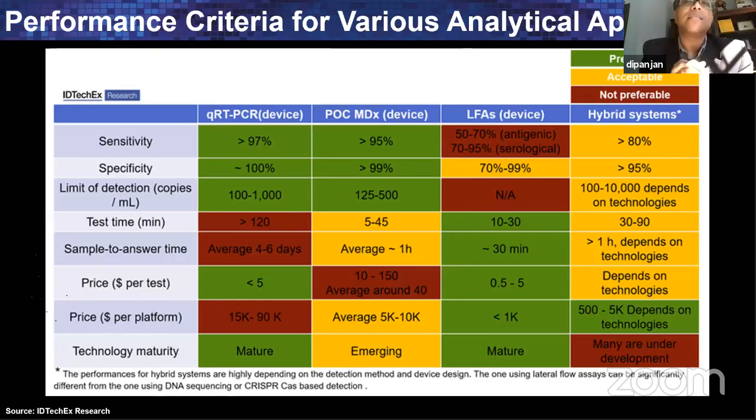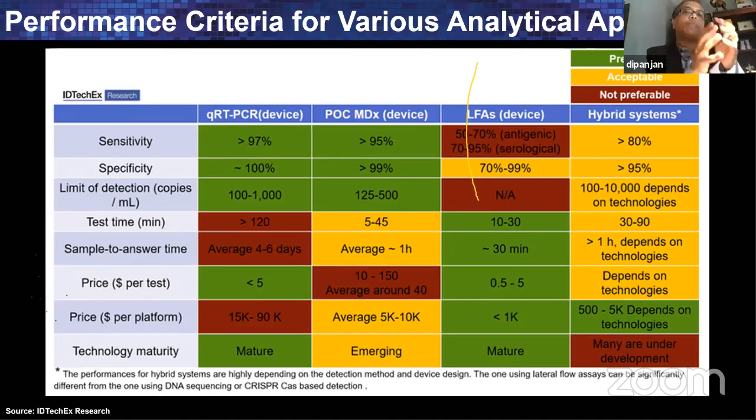And that technique is highly specific. It has a very high sensitivity for detection. But if you look at this first column, then you will see that the red rows indicate the negative part. So the negative part is really the test time, which is more than 120 minutes for one single test, and a sample to answer time.